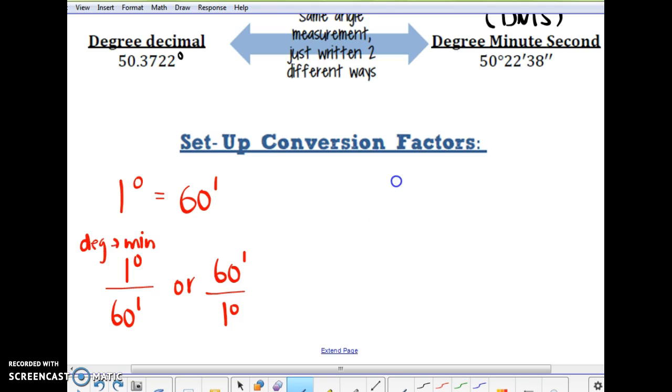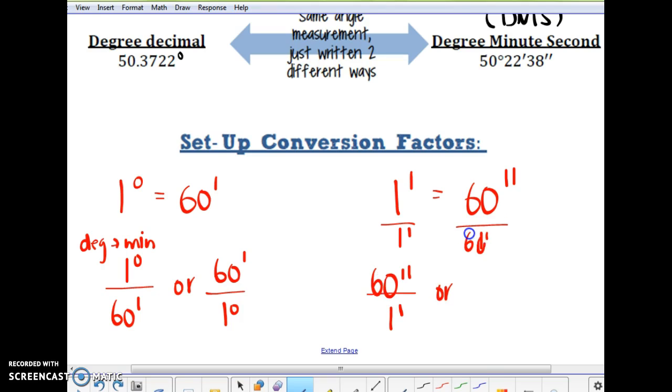The other thing is we have 1 minute is equal to 60 seconds. So I'm going to divide each side by 1 minute. So here's my first conversion factor, 60 seconds over 1 minute, or divide each side by 60 seconds, and my other conversion factor would be that. So that's where those two conversion factors come from. The second conversion factor is going to get you from minutes into seconds and vice versa.